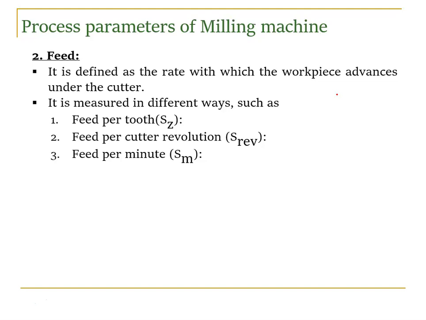So how much the workpiece advances. For example, per tooth: a milling cutter has teeth, and the number of pitches equals the number of teeth. When two adjacent teeth rotate, how much the workpiece moves is the feed. If it is per revolution, when the milling cutter rotates through 360 degrees, how much the workpiece moves, we say it is feed per cutter revolution. If instead we see how much the work advances in one minute, it is feed per minute. It is denoted by SZ for feed per tooth, S revolution for feed per cutter revolution, and SM for feed per minute.